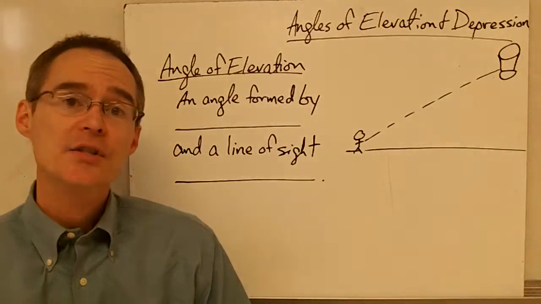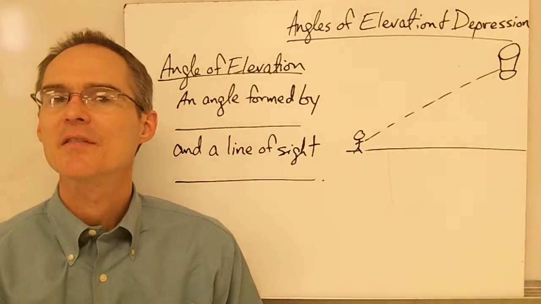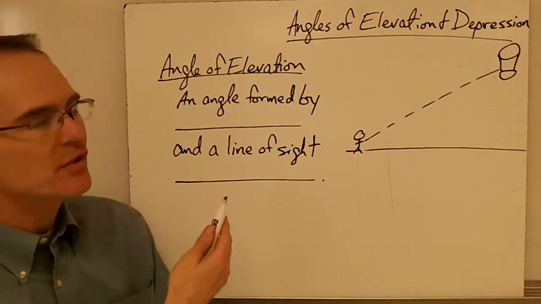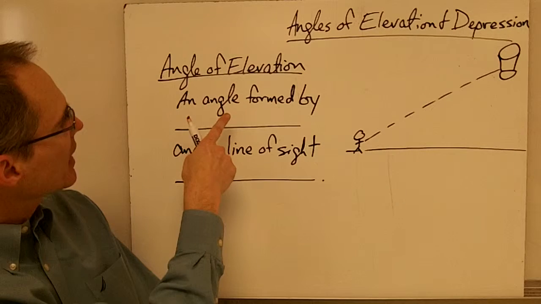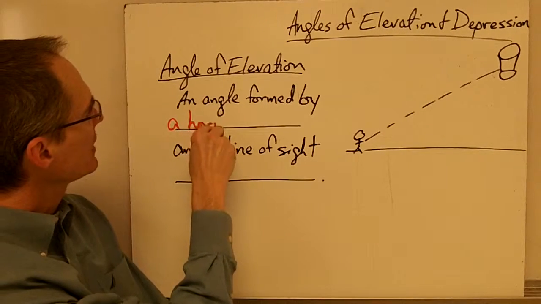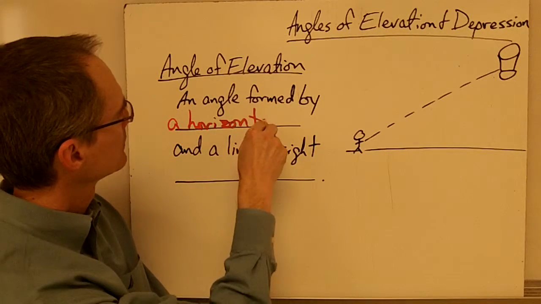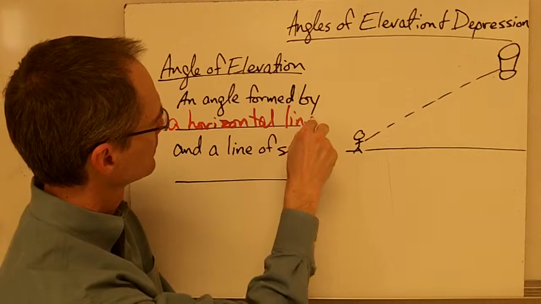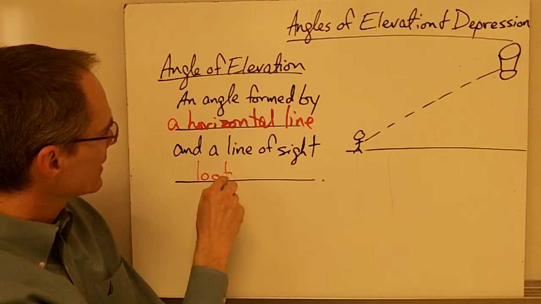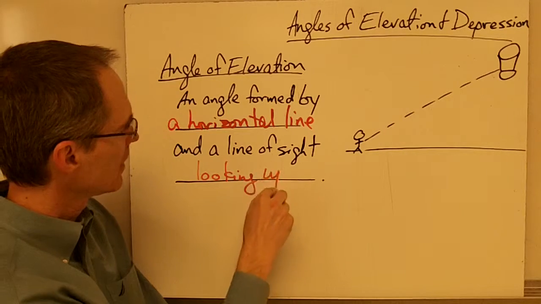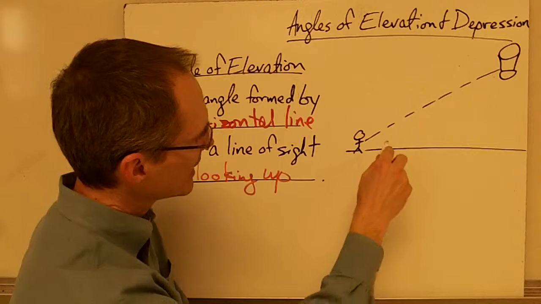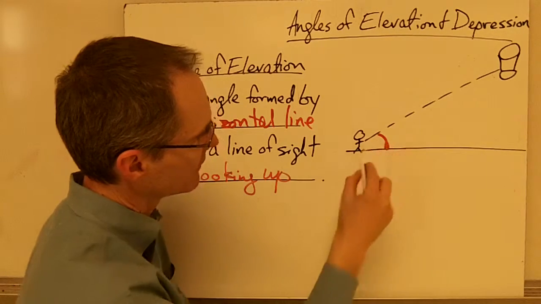Okay, in this video we're going to take a look at some word problems involving angles of elevation and angles of depression. So first let's take a look at the definition of angle of elevation. An angle of elevation is just an angle formed by a horizontal line and a line of sight looking up.